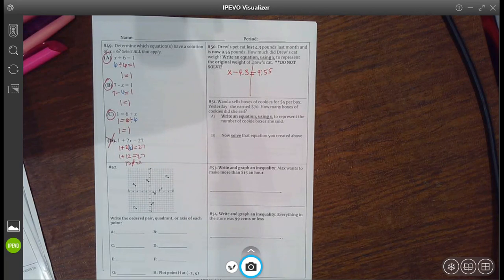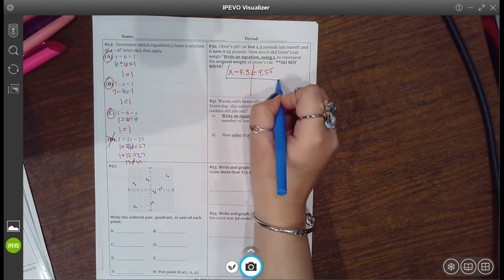I'm not asked to solve. They just said, write the equation, don't solve. Done.